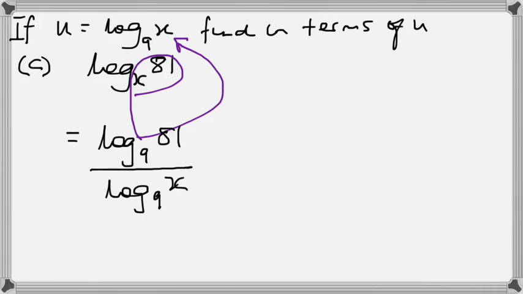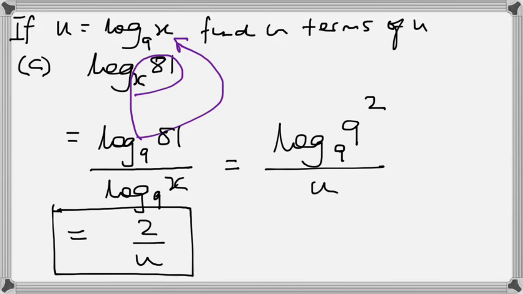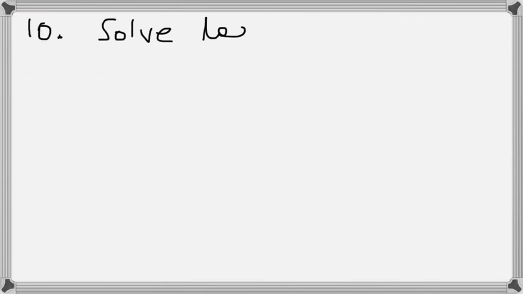Can you think about that? Because we already know what the denominator is. That's just equal to u. So here it comes. Yeah, of course. 81 is 9 squared, so the log of that is the index, which is 2. So the answer is 2 over u. Wow, it's pretty good. Okay, now we're well and truly on a roll.